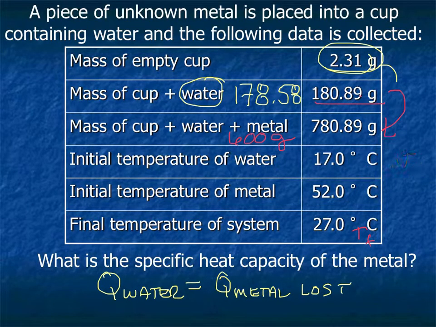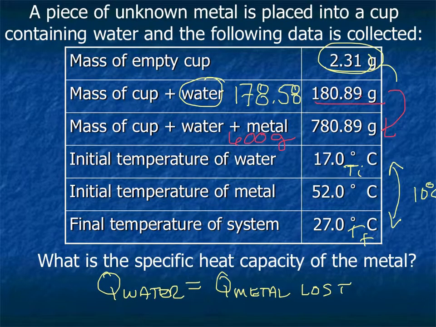So I don't want to get everybody confused of yellows and reds. So we use the red for the metal and the yellow for the water. So this is T initial for the water, and this is T final for the water. So the delta T between these two is 10 degrees C.